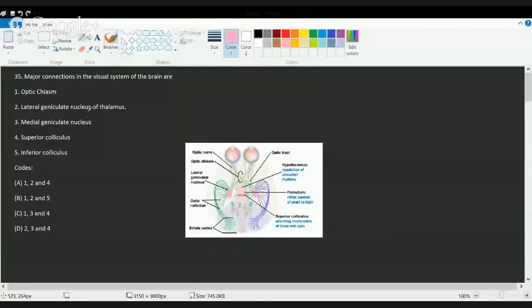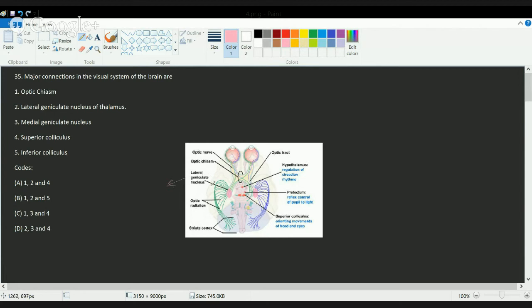So the first question asks about the visual system of the brain. Now, before we start with solving this question, let's first understand the visual system that runs through the brain. So here is the image. Here are the eyeballs. You have the optic nerve running through. These nerves join at the optic chiasm, and then you have the various parts of the brain that are helping in the system of visual retention.